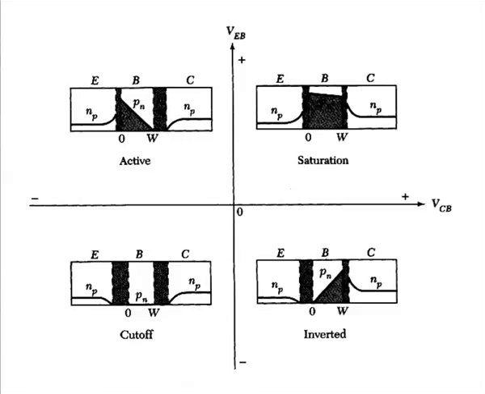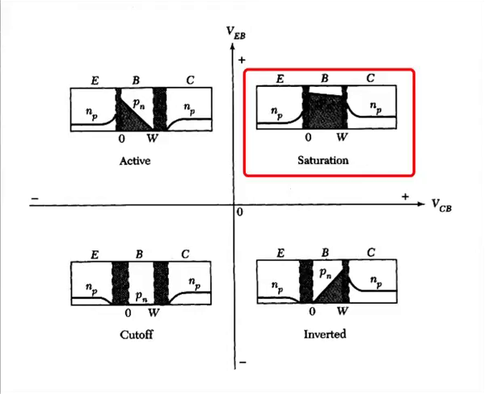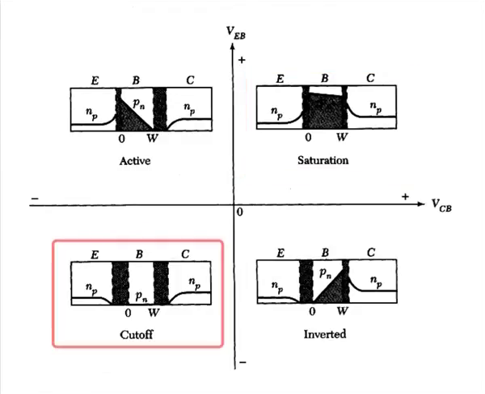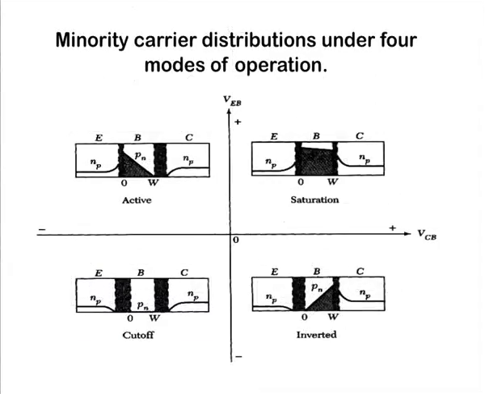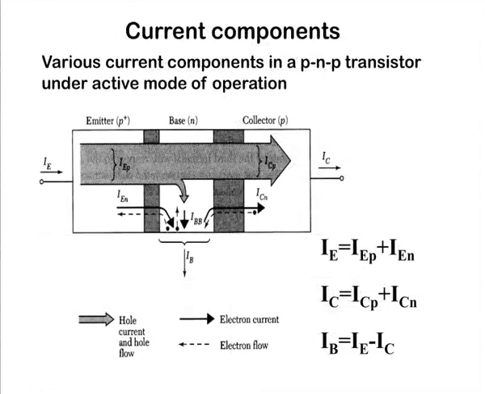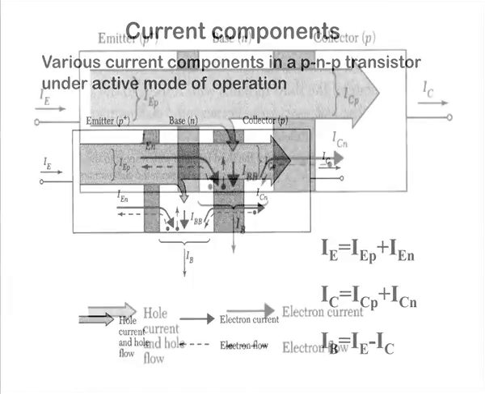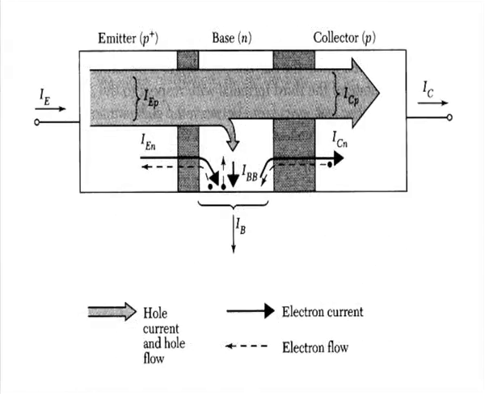In the third region, the collector, it is again similar to the PN junction in reverse bias. In the saturation case, both junctions are in forward bias, so in the base region we have a very high minority carrier concentration. In the third case, cutoff, the minority carrier distribution in the base region is very small, so the current in the cutoff region is very small. Here we can calculate the different components. In this figure, most of the holes are injected from the emitter, because the emitter is highly doped, we have to dope it.